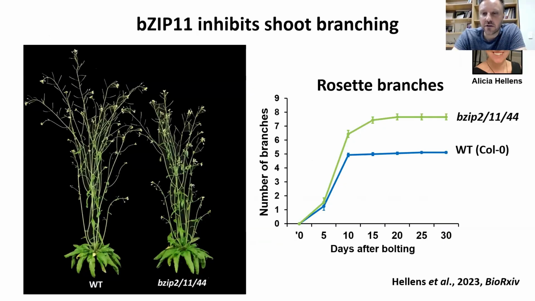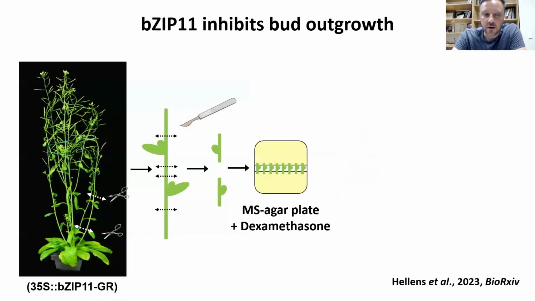This work is at the moment on bioRxiv and under review for a journal. To further test the impact of BZP11 on bud outgrowth, this time we used a choline assay. It's the same assay that I explained before, where you take just one single node, except here we take the choline nodes growing on the rosette branches, and we put them in vitro.